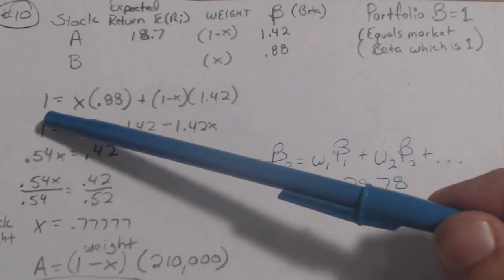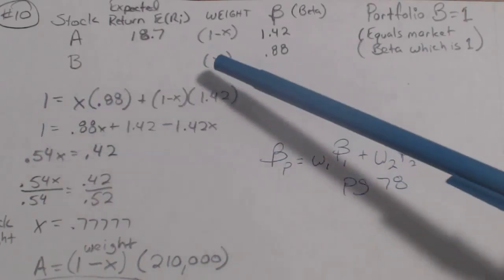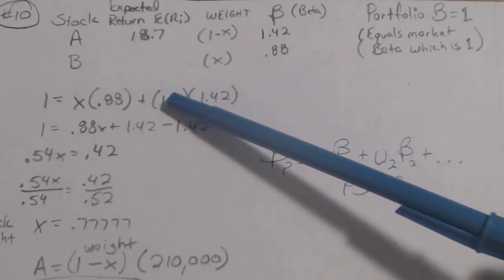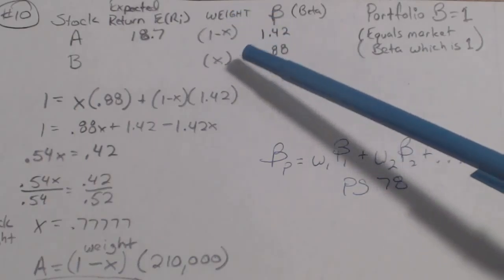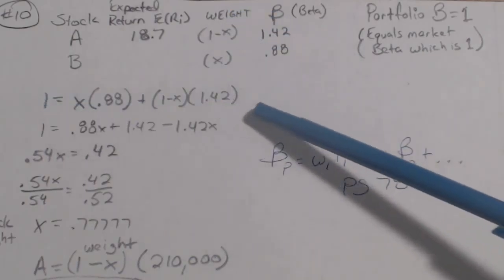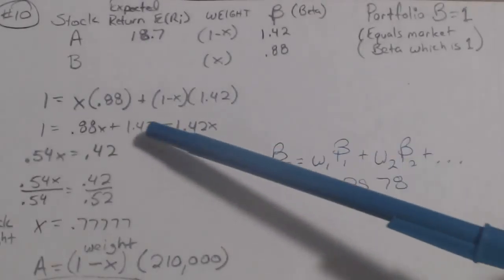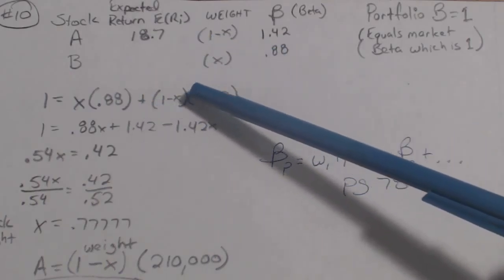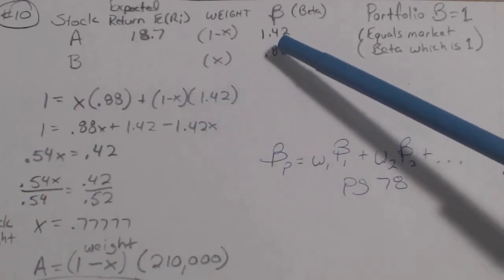You know that the market beta is 1, and that's what you want this to equal. So 1 equals X times 0.88 plus 1 minus X, because that's going to be whatever's left over, the weight. Remember, these are the weights times the beta. These are just a weighted average. A portfolio beta is just a weighted average. So X times 0.88 plus 1 minus X, the remainder of the weight, times 1.42.